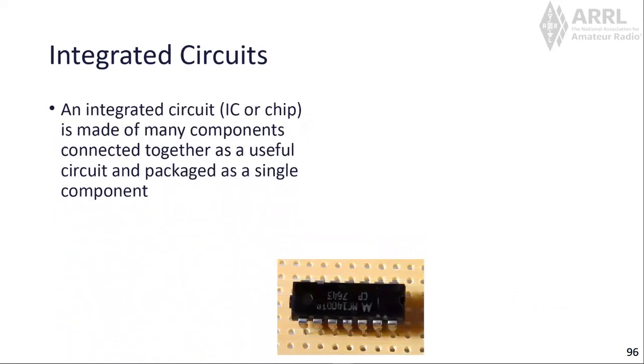Okay, integrated circuits. An integrated circuit, call them ICs or chips, is made of many components connected together as a useful circuit and then packaged as a single component. So we take an entire circuit, condense it down to a very small size, put it onto a plastic or ceramic or whatever material die, and that is sold as a single component.